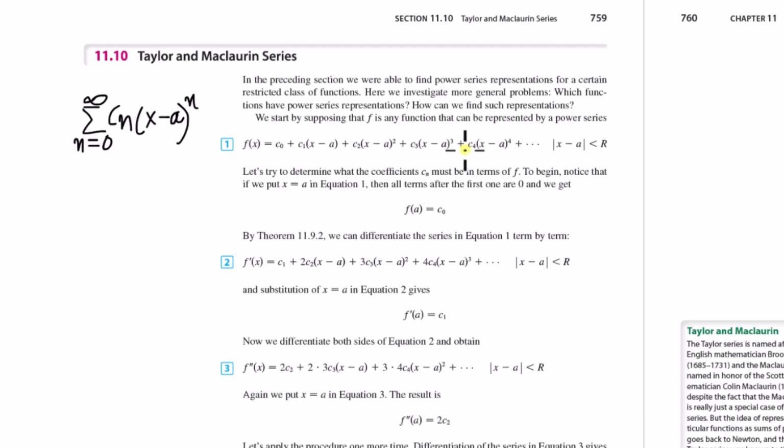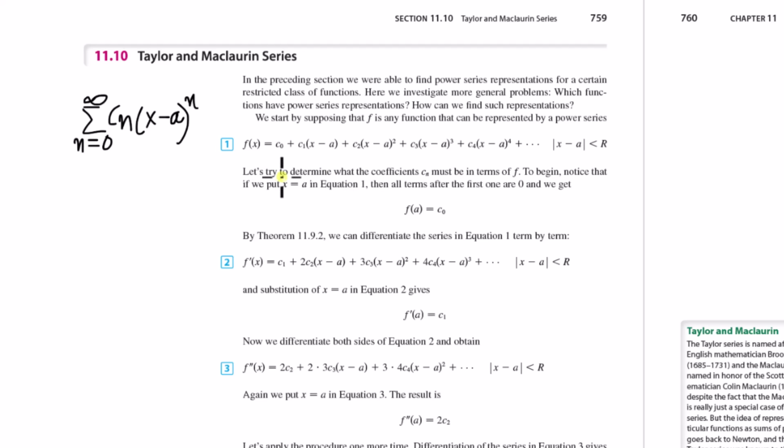These coefficients can change. It's centered at a, with the absolute value of x minus a less than r, so the power series is going to have a radius of convergence. The idea is we have a function, any general function, and we want to set that equal to a power series, and it has a certain domain where it converges. That's what we're trying to think about in general.